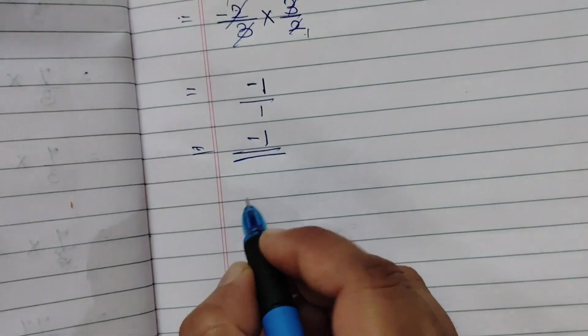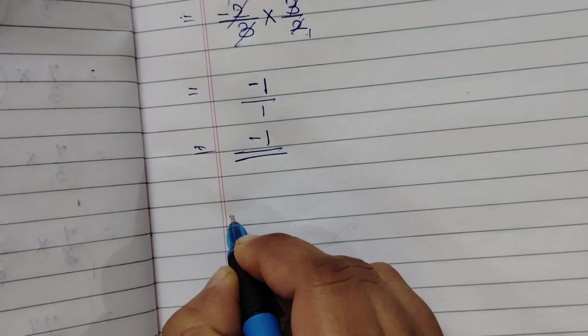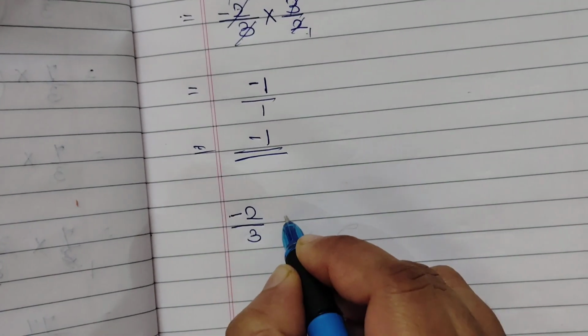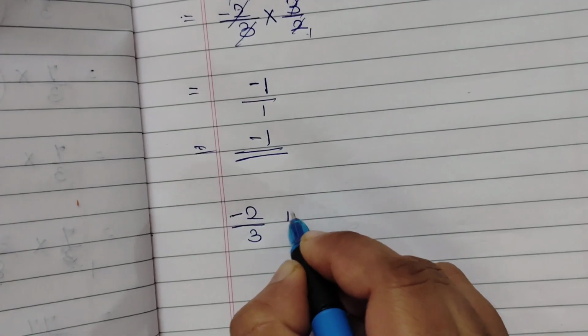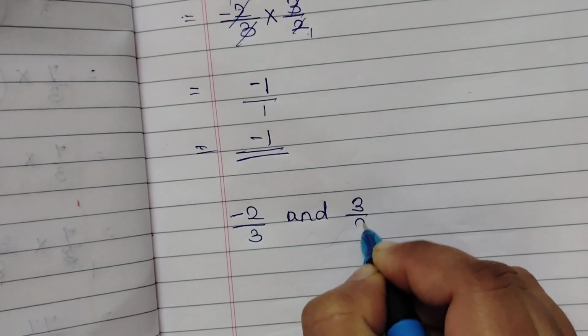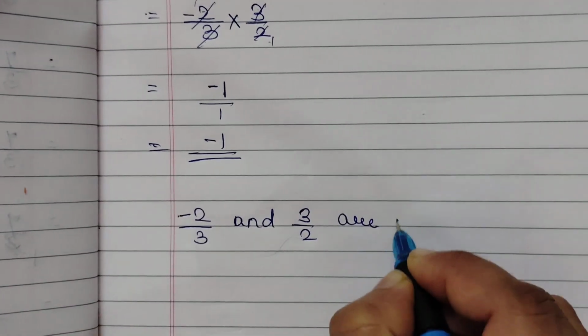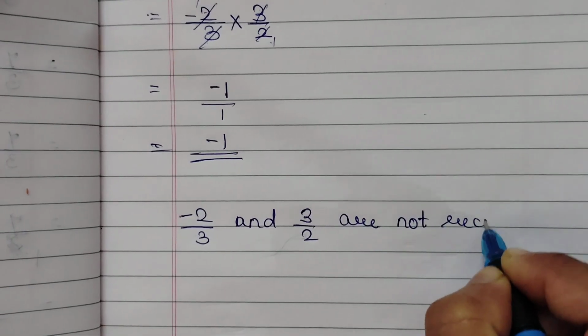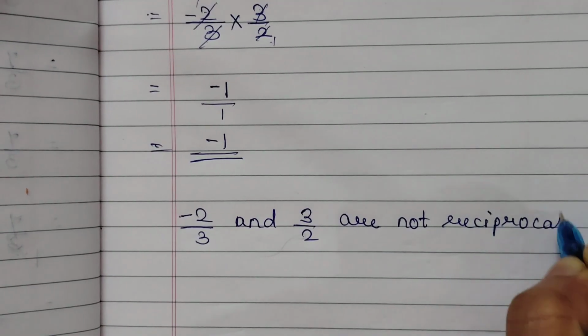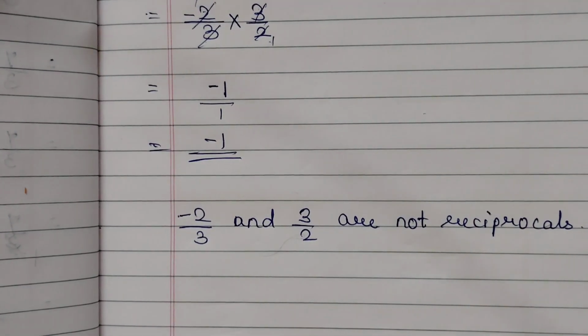So we will write minus 2 upon 3 and 3 upon 2 are not reciprocals.